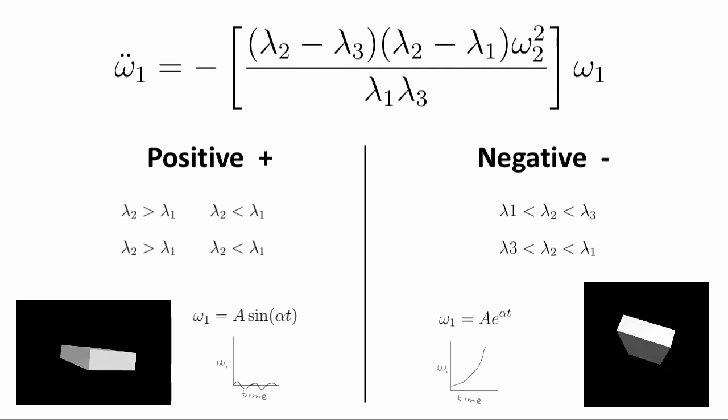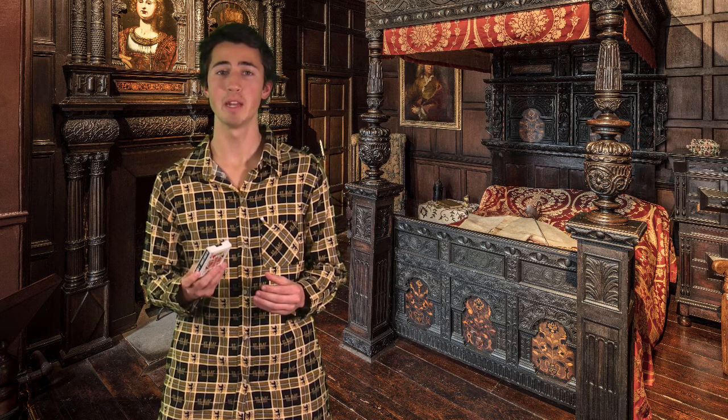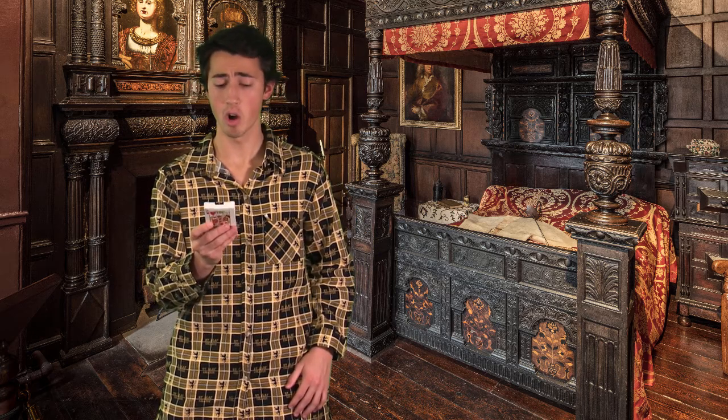We spun it around the unstable axis that has the middle moment of inertia, leading to exponential change in the rotation around the other axes. So we have seen that there is stable rotation around the maximal and minimal axes. But when rotating around the middle axis, there is tumbling and spinning in all directions.